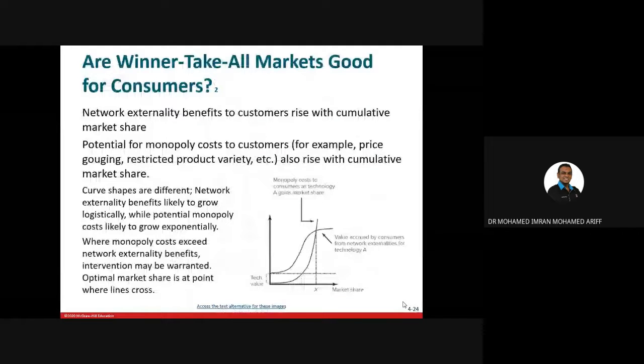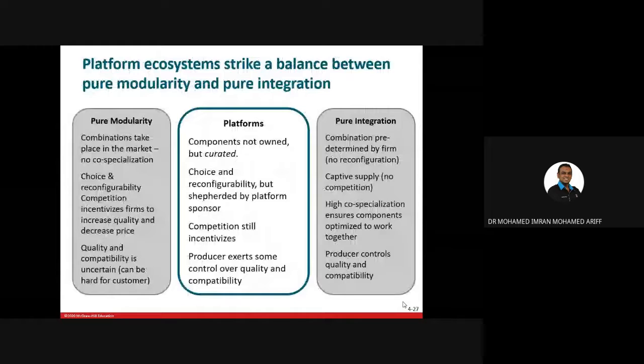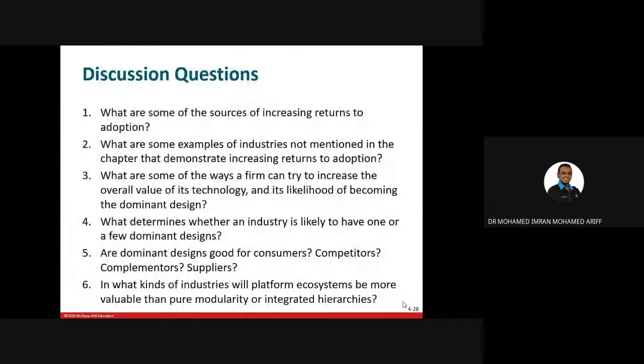Right, so these are some other explanations. You can read it on your own. Okay, all right. So these are the questions we need to understand in this chapter. What are some of the sources of increasing returns of adoption? What are some examples of industry not mentioned in the chapter that demonstrate increasing returns to adoption? So when you adopt something, what is your increasing value?